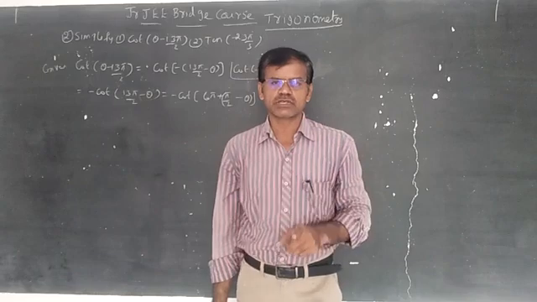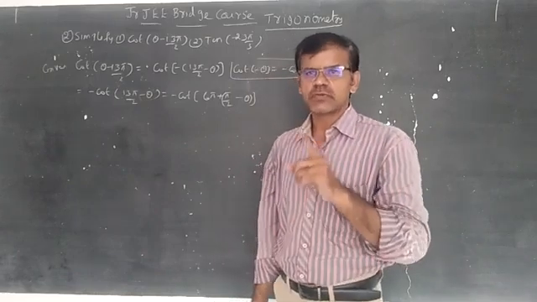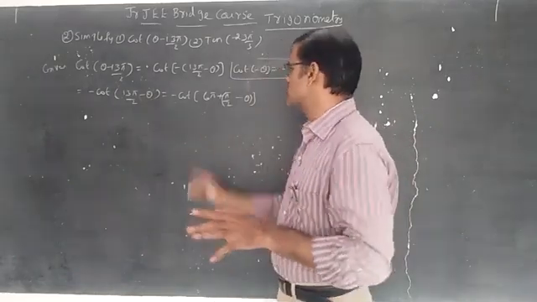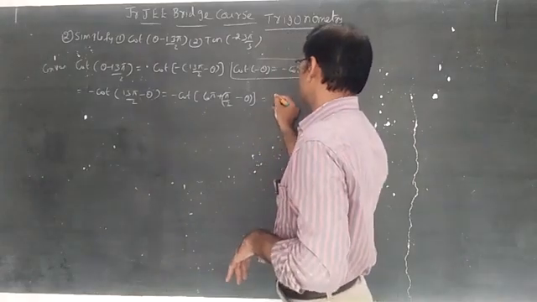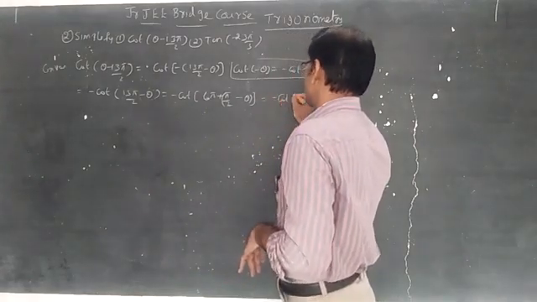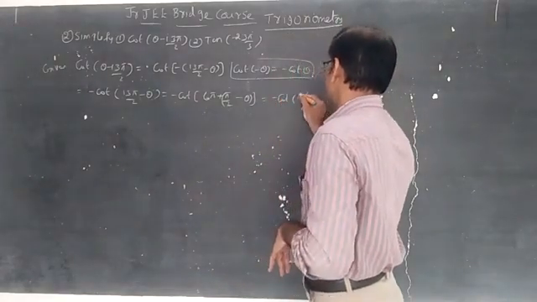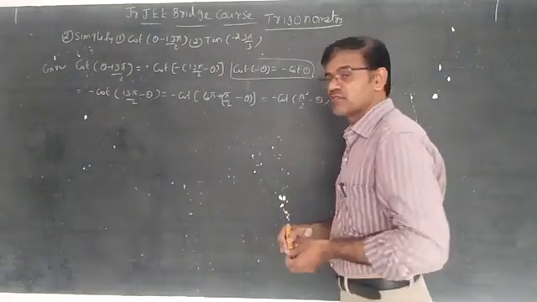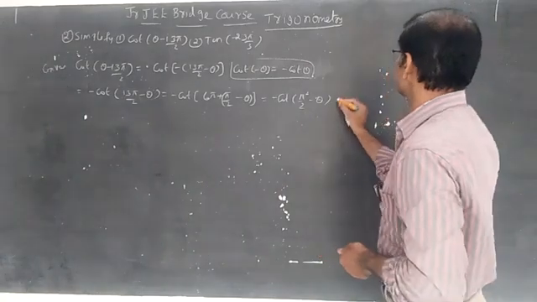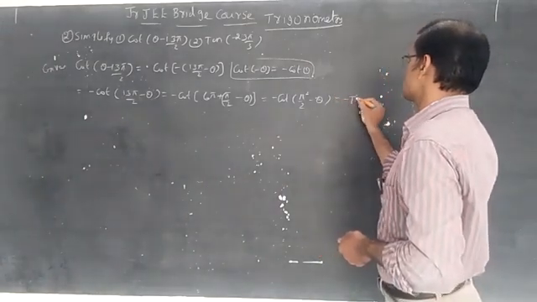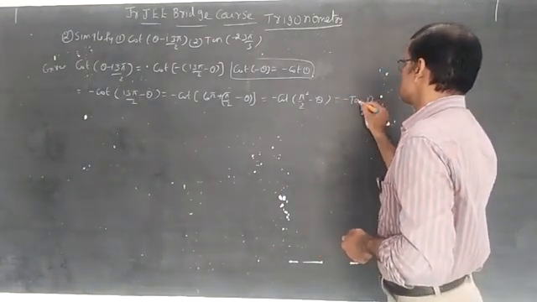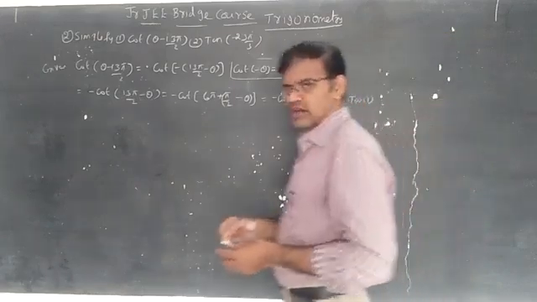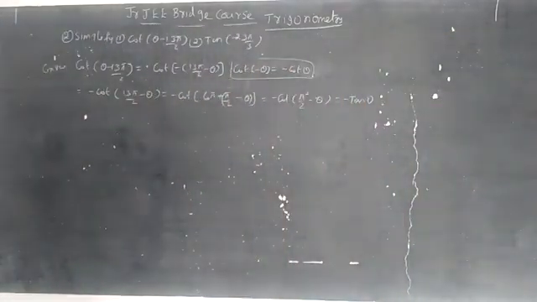Pi means 180 degrees, 2 pi means 360. A multiple of 2 pi is always 0, so no need to write it. Simply you write minus cot of pi by 2 minus theta. Cot of 90 minus theta, we know that it is tan theta. So the value is minus tan theta, we got.